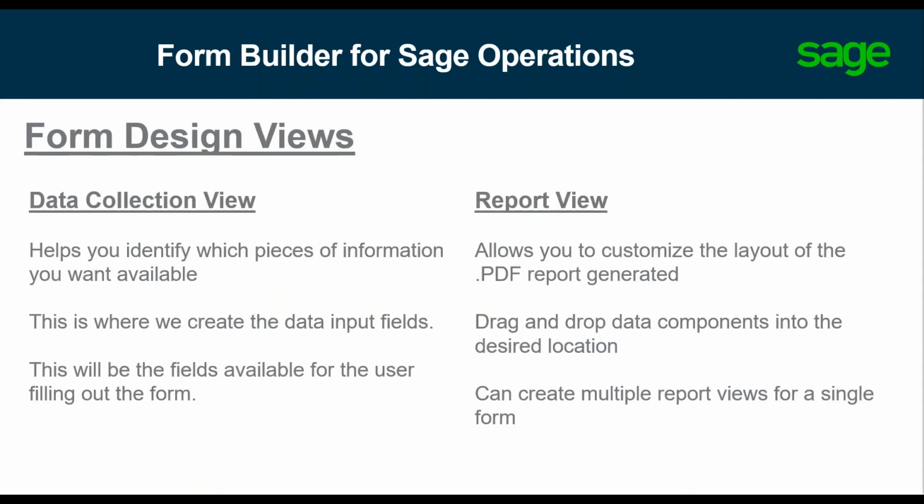A couple of last slides for you. The first step to creating the form is going to be in our data collection. This is going to help us identify which pieces of information you have that are available. This is also where we're going to create or input all of the data pertaining to that form. Whereas the report view is going to allow us to customize how the report is laid out. So keep in mind, after we capture all this data, we can also hold multiple different reports in multiple different ways for that same data that we've entered in.